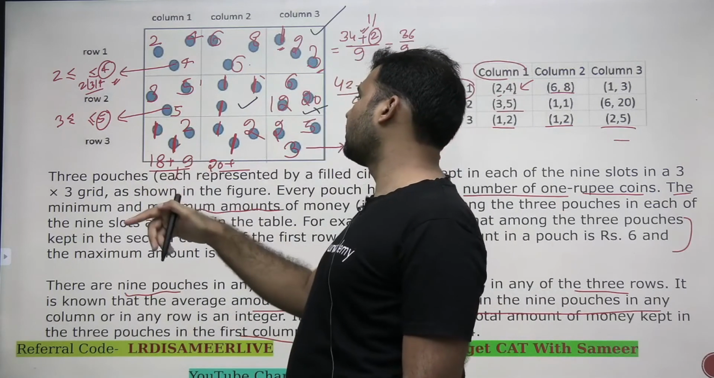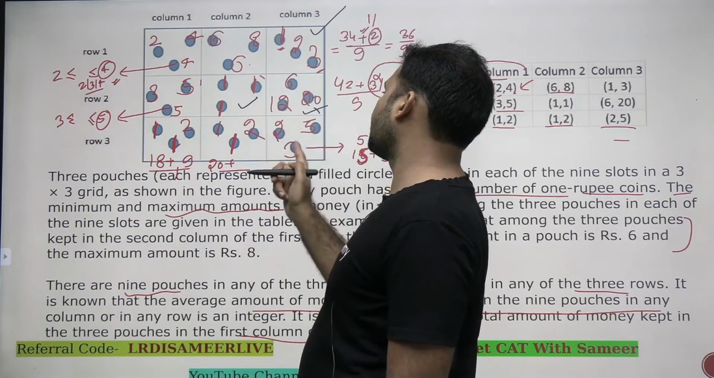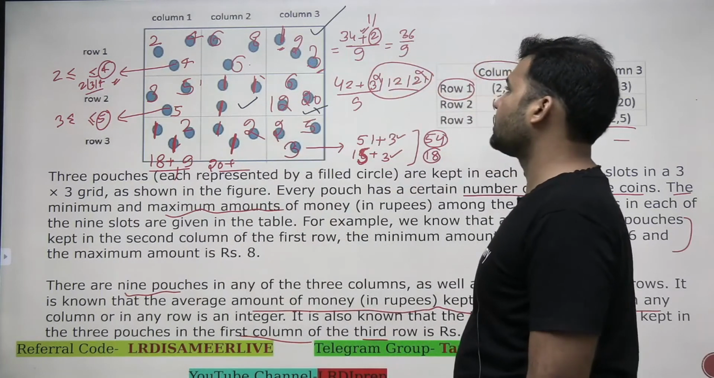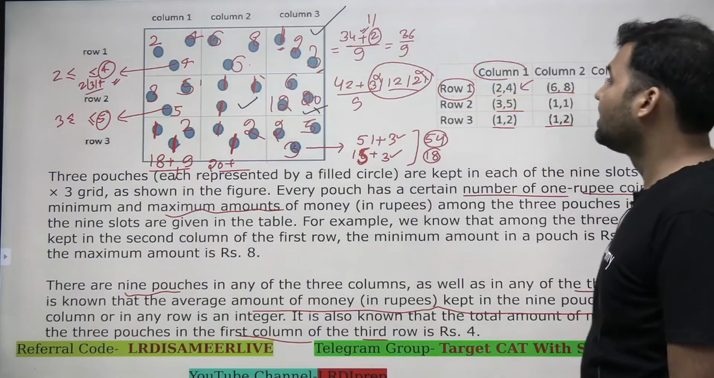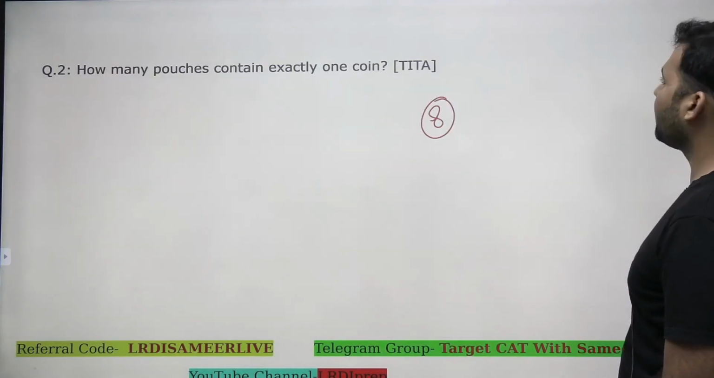2 plus 1 plus 4. This is not a multiple of 3. This is not a multiple of 3. 5 plus 2, 7 plus 3, 10. This is not a multiple of 3. So only 2 cells. Summation of the number of points in only 2 cells is a multiple of 3.